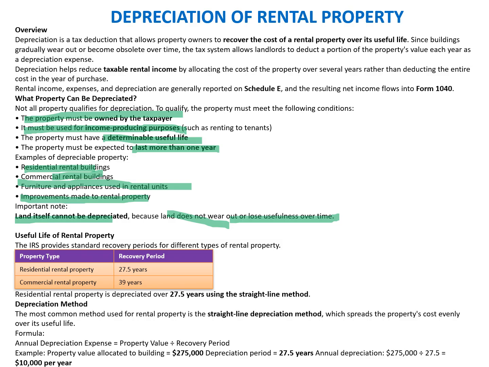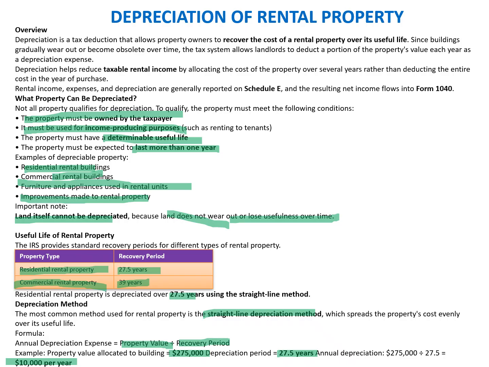Useful life of the rental property: the IRS provides the standard recovery period for different types of rental properties. For residential rental property, it is a 27.5-year recovery period. For commercial property, it is 39 years. Residential rental property is depreciated over 27.5 years using the straight-line method. The most common method used is the straight-line depreciation method, which spreads the property cost over the useful life. So annual depreciation expense is the property value divided by the recovery period. For example, if the property value allocated to the building is 275,000 and the recovery period is 27.5 years, annual depreciation is 275,000 divided by 27.5, which is 10,000 per year. So this is the depreciation expense that is allowed for that particular property.